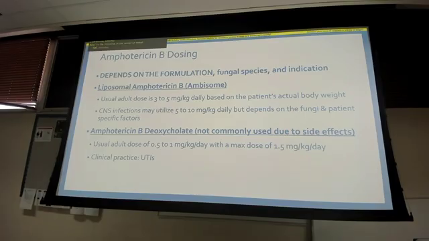And then the amphotericin B-deoxycholate, again, this is going to be our conventional amphotericin. This one's going to have the most side effects. With this, that's one of the most reasons why we don't use it anymore. Also note that this dosing is highly different compared to the one above, where it's just 0.5 to 1 mg per kg per day, with a max of 1.5 mg per kg per day. And the only time I ever use this is when we have a fungal infection with the UTI.